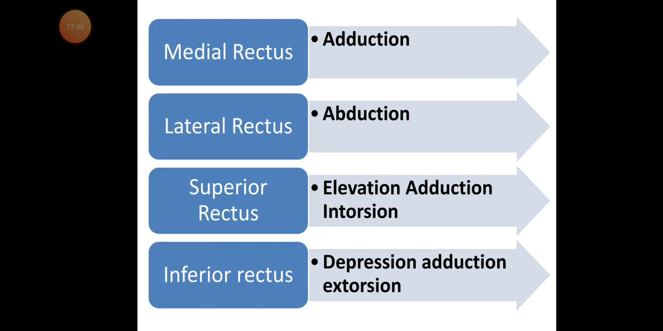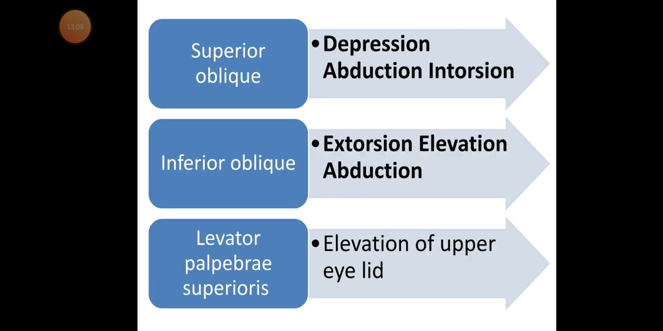So in general, medial rectus moves the eyeball towards the medial side. Lateral rectus moves the eyeball towards the lateral side. Superior rectus moves the eyeball superiorly, and also intorsion; intorsion means the movement of the eyeball superomedially. Inferior rectus moves the eyeball downwards, with extorsion, that is superolaterally. Superior oblique helps for the depression, and inferior oblique helps for the elevation and the extorsion. These are the movements of the eyeball.